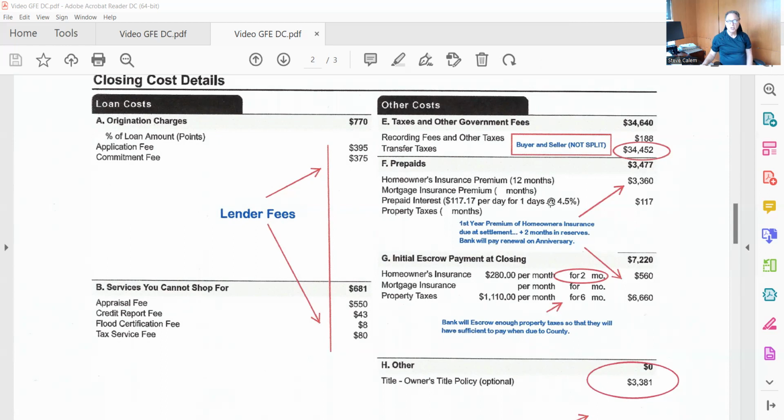Okay, the other big question that always comes up is with the homeowner's insurance. Why do I have to pay a year's full of homeowner's insurance up front?